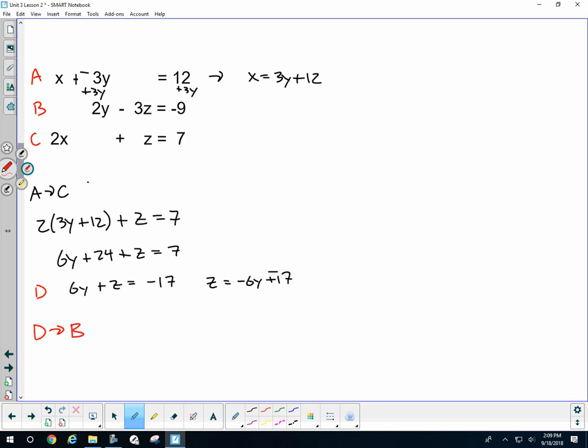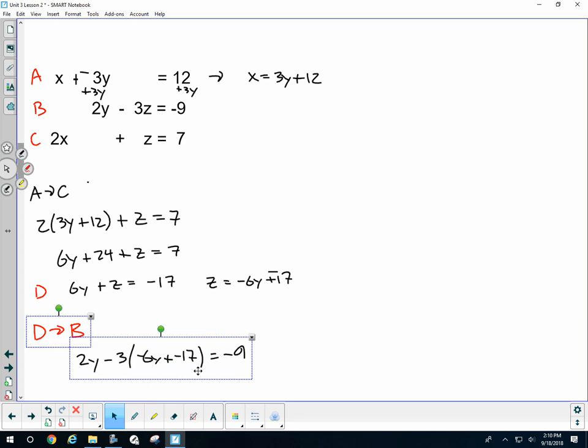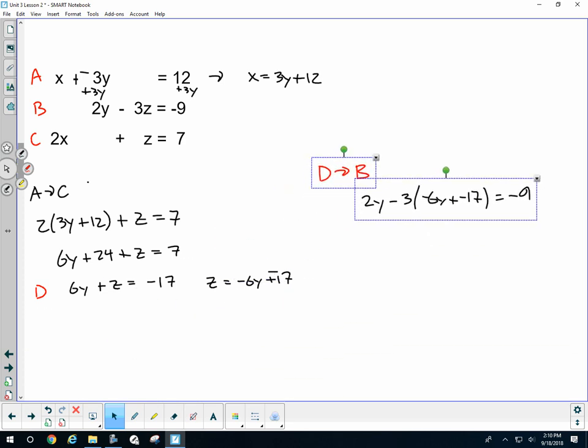Okay? And how are we going to make sure this is the correct answer, this and this? You can plug them back in. Okay, maybe we check that. I'm actually going to move this up here, plugging D into B.